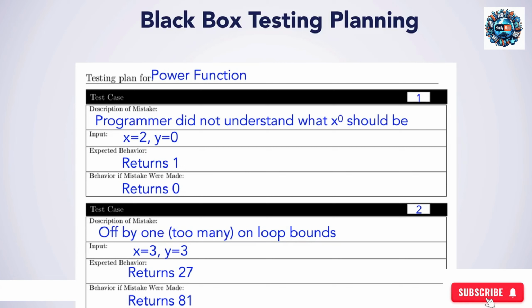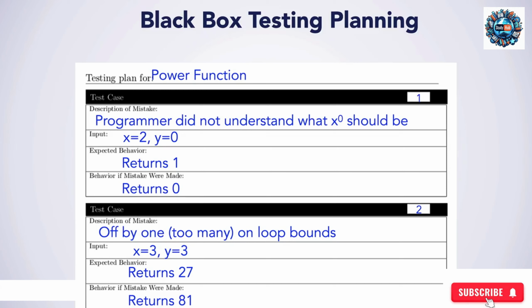In the first, we think a programmer might have a misunderstanding of the domain knowledge involved in the problem. A number raised to the 0 power is 1, but some people might mistakenly think that it is 0. We describe such a mistake and give an input like x equals 2 and y equals 0 that would check this behavior. If the program is correct, the function will return 1, and if the function is wrong in the way that we are thinking, then it would return 0. We also describe a second test case here. We know that off by 1 mistakes are quite common in programming.